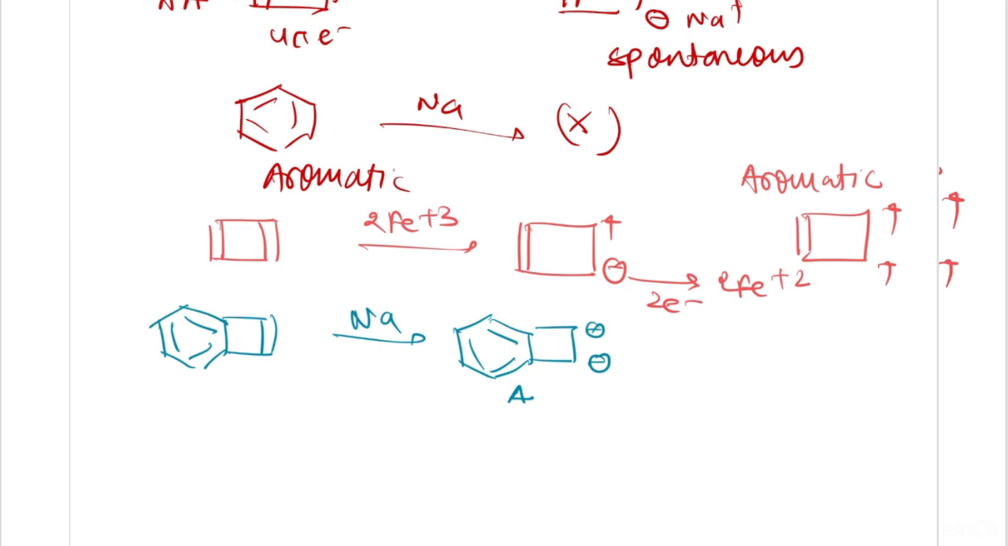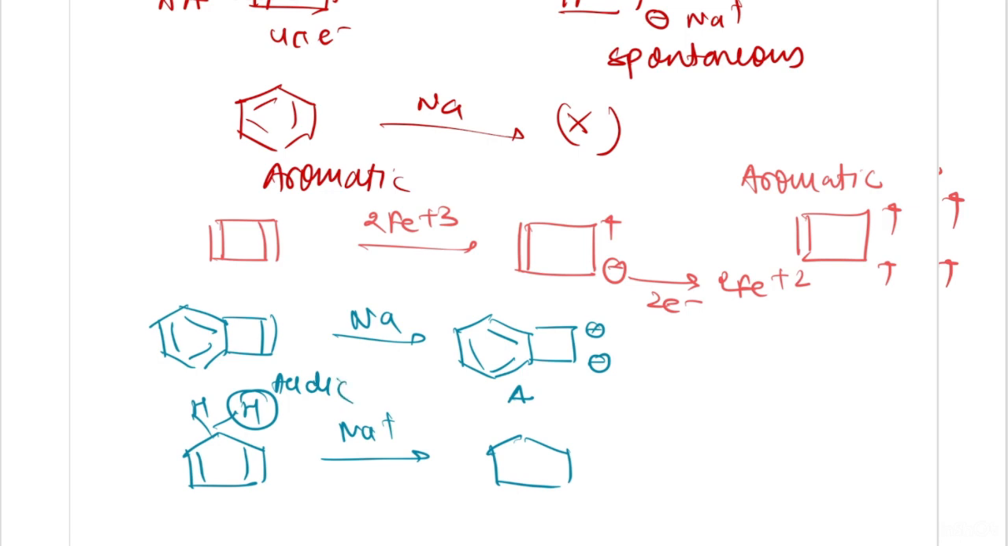Now if we react this hydrogen with sodium, we know sodium reacts with an acidic hydrogen, it releases H plus and this becomes a salt. So this hydrogen is acidic because when it loses the hydrogen, this will become aromatic. So Na plus, and it will lose the hydrogen.